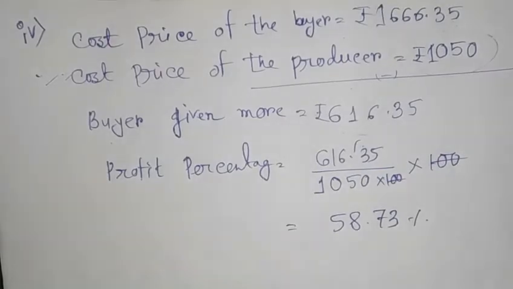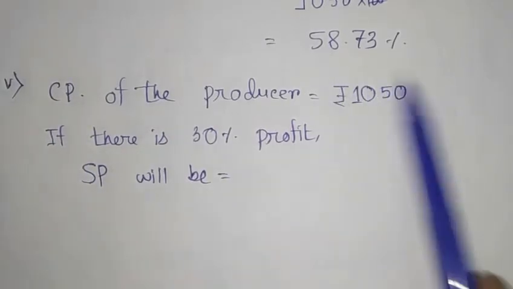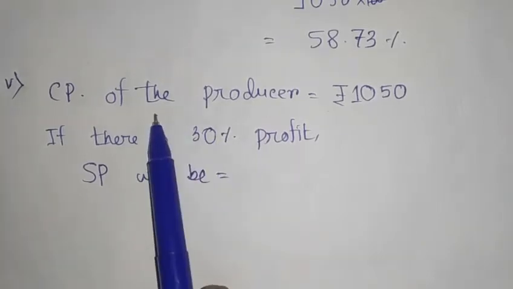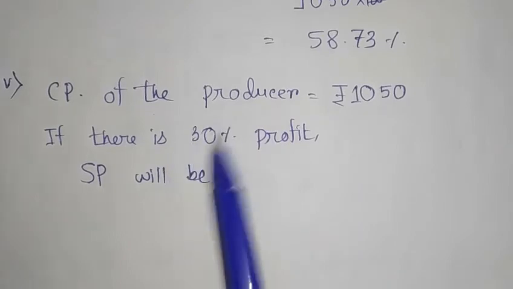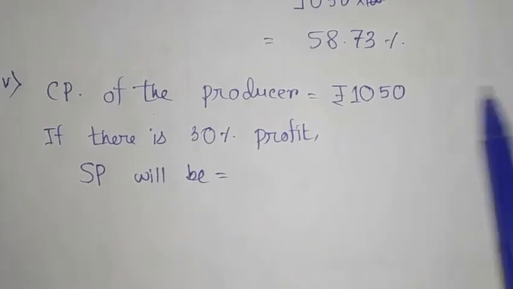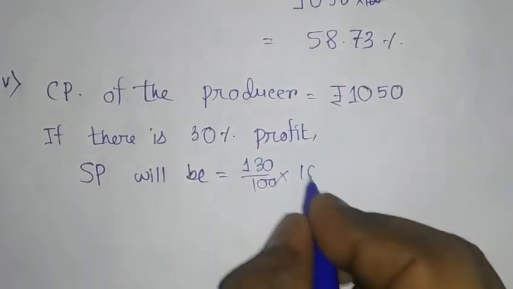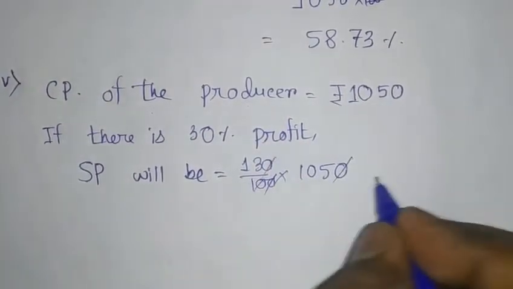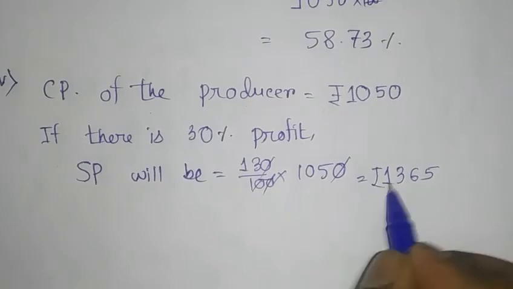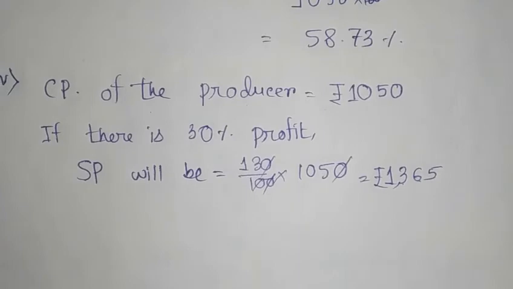Now move to the question number 5. Now the last question. Cost price of the producer is rupees 1050. We already know it, but here we're asked to find the selling price of the producer if he sells directly to the buyer with 30% profit, and 30% profit means this much plus 30% of this, or we can directly write 130 by 100 into the cost price, that is 1050, 13 into 105. This will be 1365 rupees if he directly sells to the buyer with 30% profit.